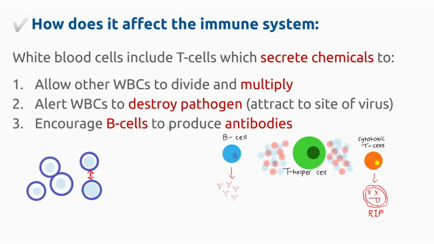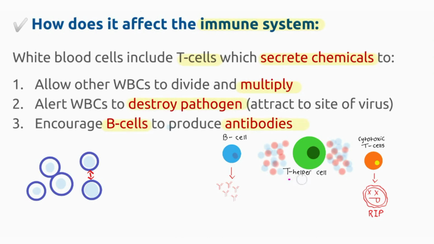How does this disease affect the immune system? White blood cells include T helper cells. These cells secrete chemicals. These chemicals allow the other white blood cells to divide and multiply. They also alert the other white blood cells to destroy pathogens. They also encourage B cells to produce antibodies.